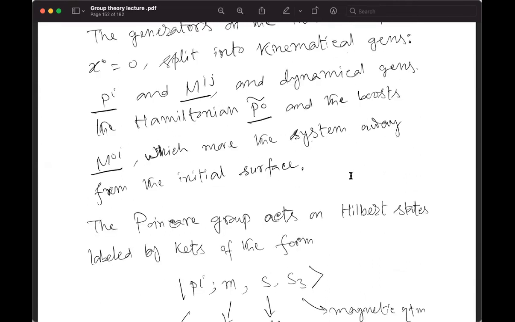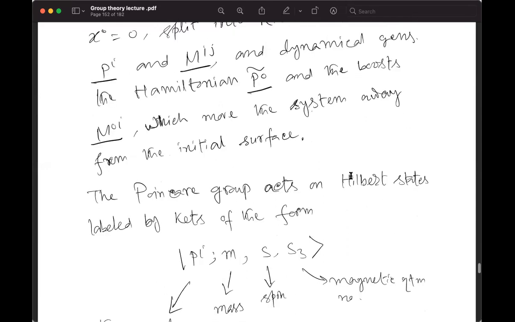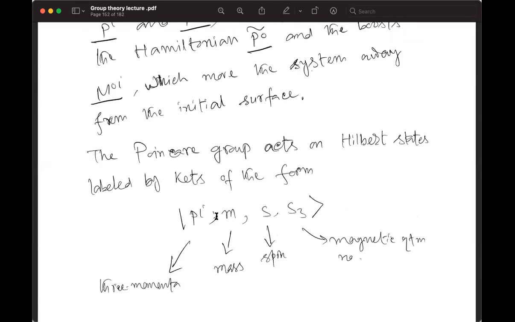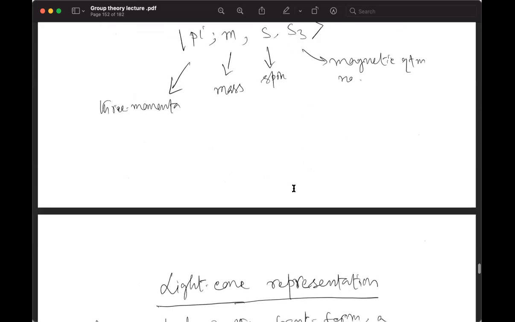So here we define a state in the Hilbert space. The Poincaré group acts on the Hilbert space states, which are basically labeled by these quantities: the momentum, mass, spin, and the magnetic momentum. This is the way we define, in this particular representation, the state vector in the Hilbert space.